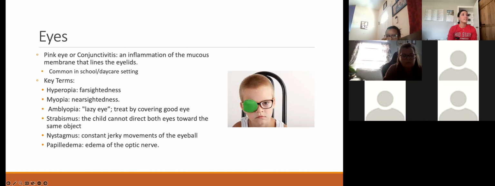Nystagmus is going to be those jerky movements of the eyeball. So if you're staring at somebody's eyes and you see their eye just fluttering like this, or it could be fluttering up and down, that's that nystagmus. And then papilledema is going to be swelling in our optic nerve.